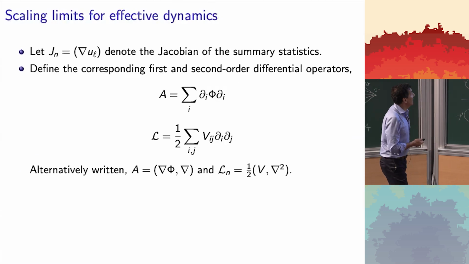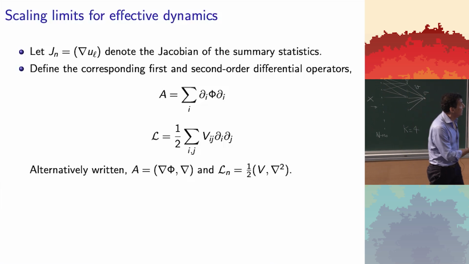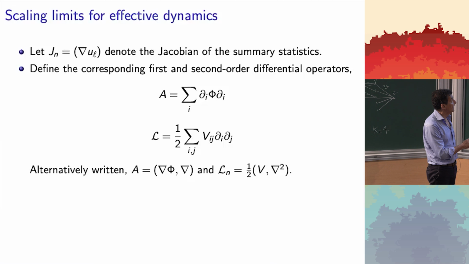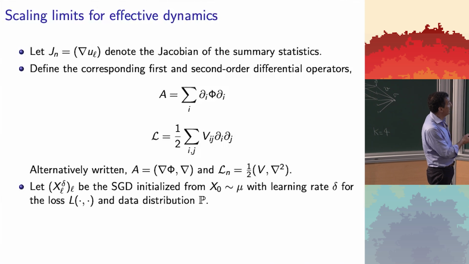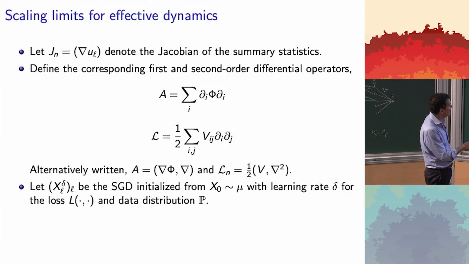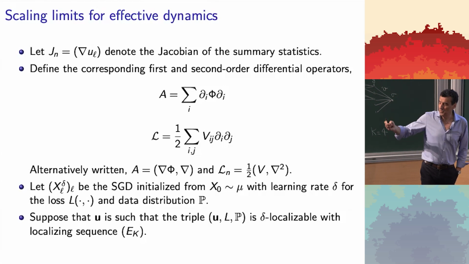So now I call J the Jacobian of the summary statistics, and I introduce these two differential operators. This is the gradient of the population loss. Remember, phi is the population loss here. And this is this second order operator. V, remember, was the covariance of the gradient of the centered loss. All that is perfectly meaningful. And so now I take my SGD initialized with the learning rate delta, and I suppose that this triple is localizable, which means in a good way that delta is small enough.